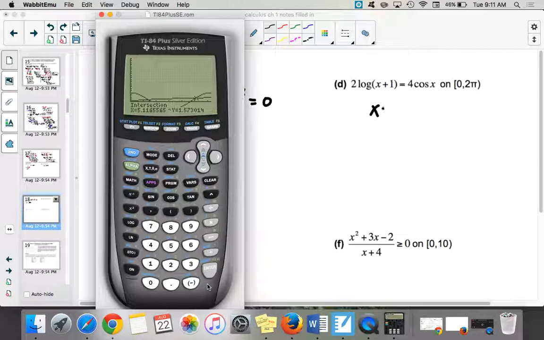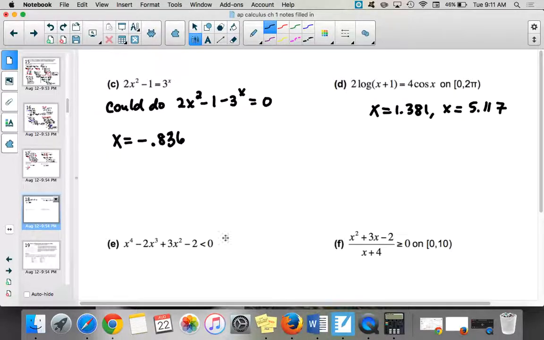So we get x equals 1.381 was the first one, and then x equals 5.117 for the second one. Did you guys get those numbers? All right, so now we have things where it says less than 0, greater than or equal to 0. You can do inequalities on your calculators, but I'm not going to do the inequalities. We're just going to think logically about what this means.